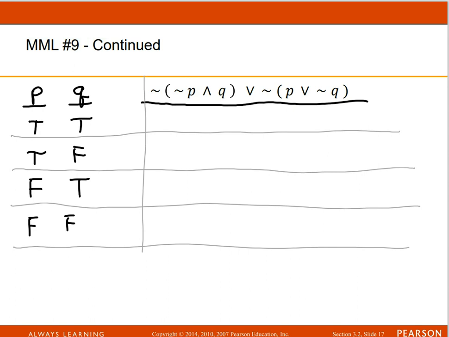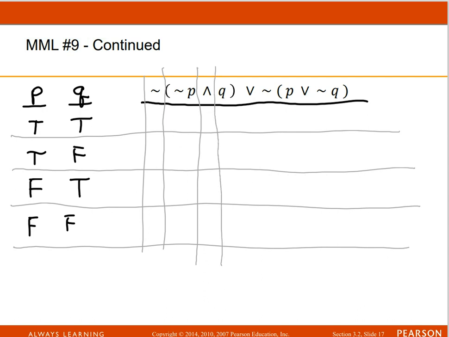Okay, now my first column is going to be for this negation. My next column will be for the negation of P. And I don't separate the negation and the P because negations are easy to do. And so I can just look over there on the left and see that P is true, true, false, false. So the negation would be false, false, true, true. So it's easy to do that.